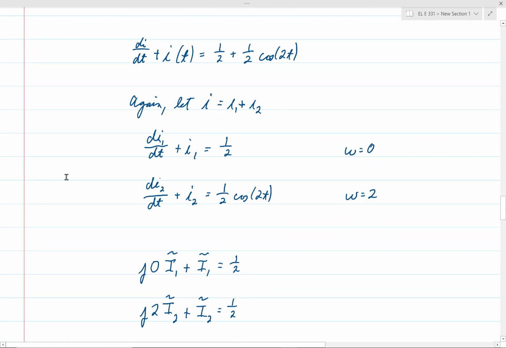So then when we go to the phasor domain for each of these equations, j omega I1 tilde, since omega is equal to 0 in the first case, j omega I1 tilde becomes just j times 0 times I1 tilde, plus I1 tilde is equal to 1/2. And then j omega I2 tilde, omega is equal to 2, that becomes j times 2 times I2 tilde plus I2 tilde, and that's equal, the phasor here is 1/2 as well.